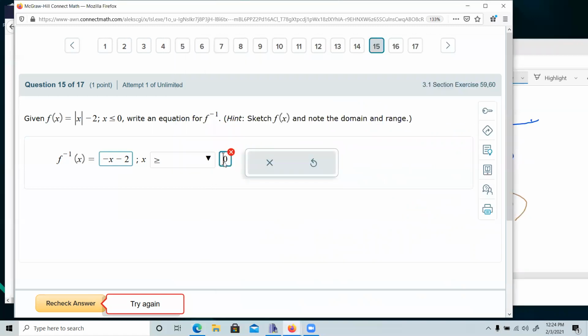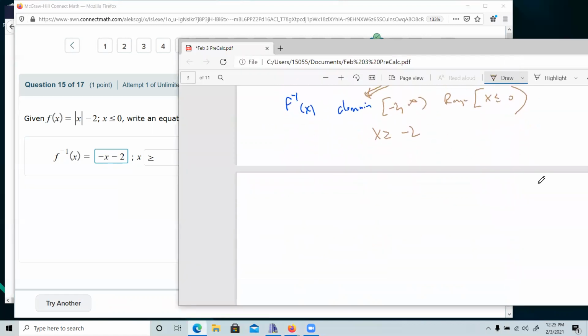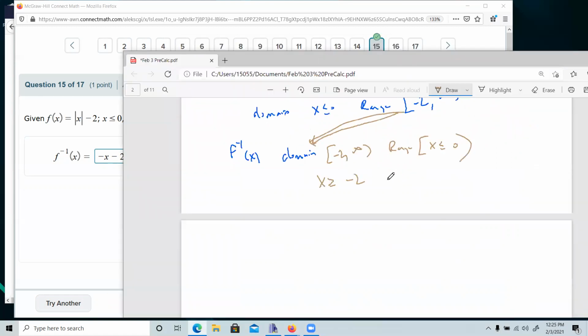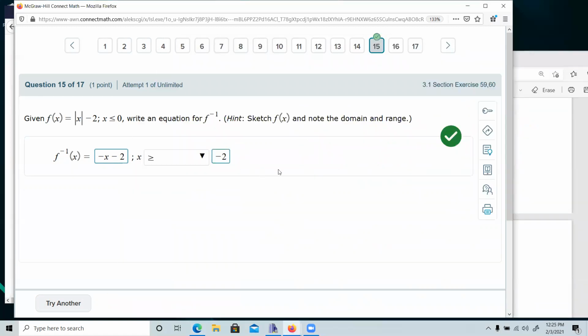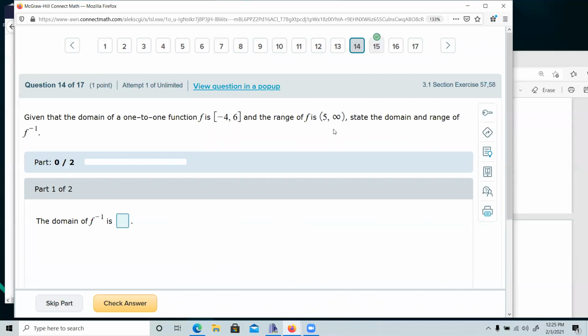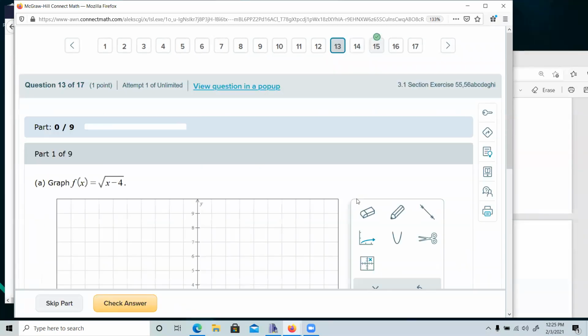Equal to. Here. Trust the method. Don't try to eyeball it like I just did, because it'll mess up. All right, there we go. Did that. All right, this is a good one.